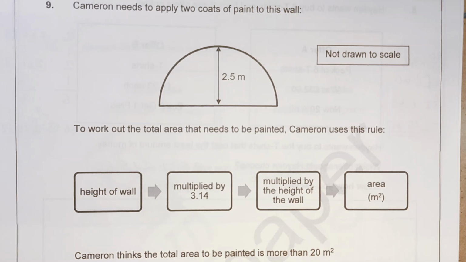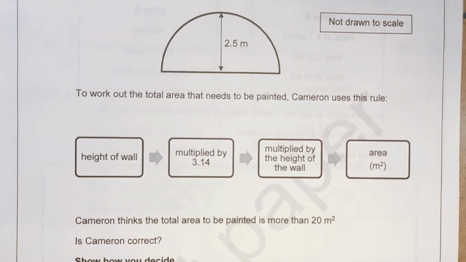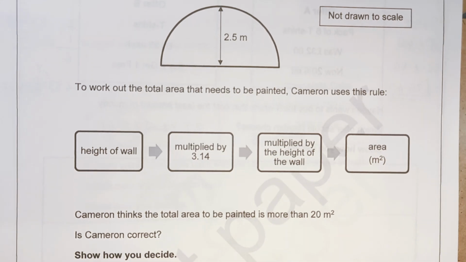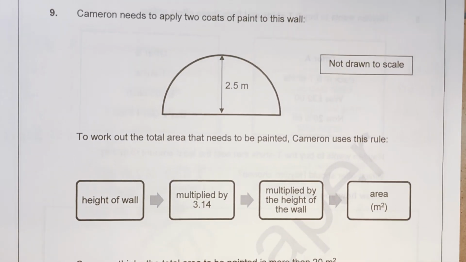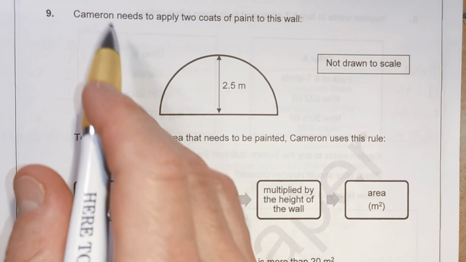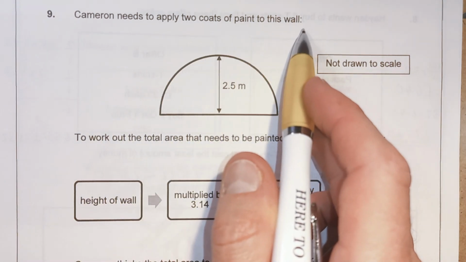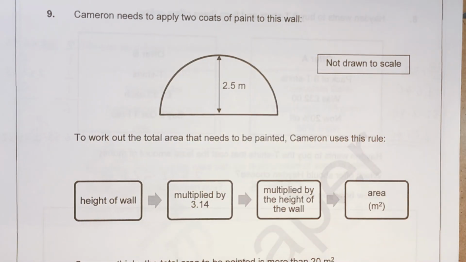Cameron thinks the total area to be painted is more than 20 metres squared. And just below it says, is Cameron correct? Okay, now an important detail here. Cameron needs to apply 2 coats of paint to this wall. Okay, so we do need to take that into account.